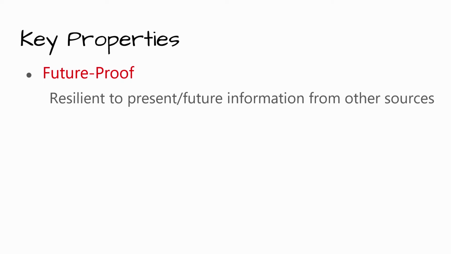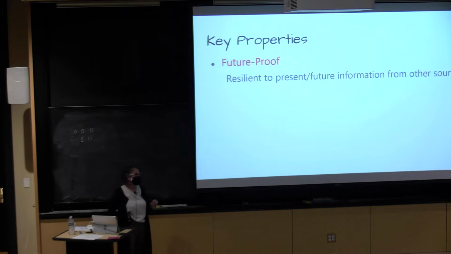Okay, now there are some properties that flow from the definition of differential privacy. First of all, it's future-proof. That is, it's resilient to present and future information that comes from other sources. Learning later more things about the people in the data set or maybe not in the data set cannot help you to figure out what happened when you got a differentially private release of some information.